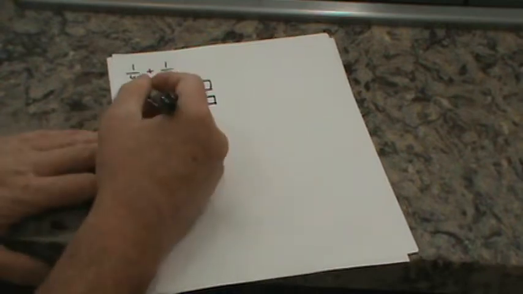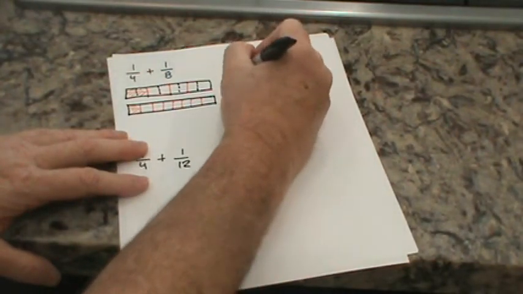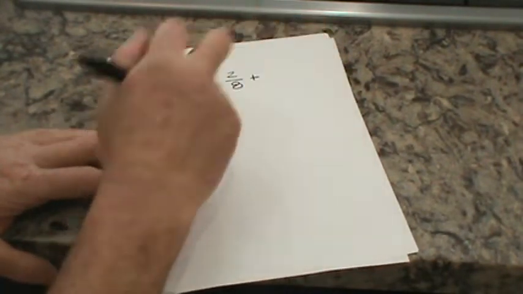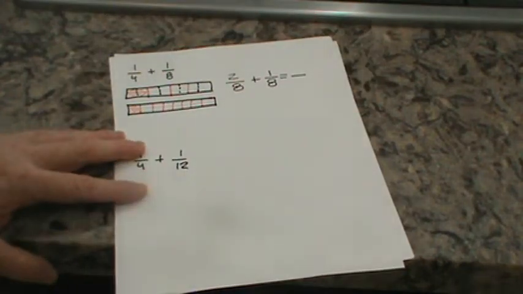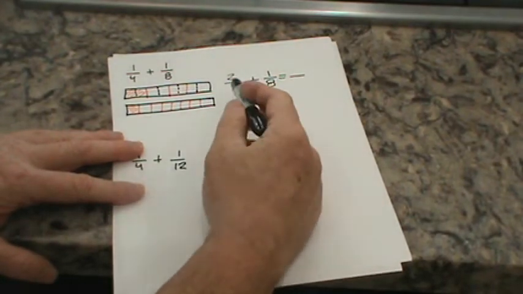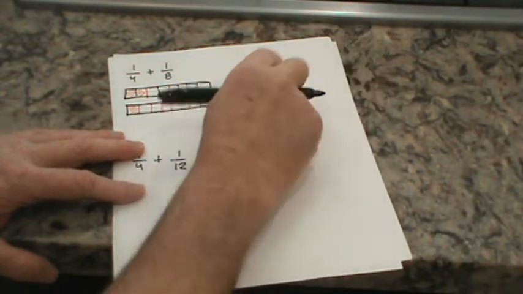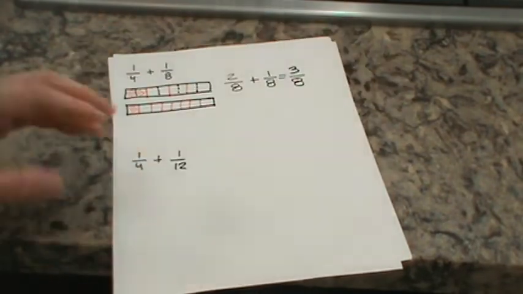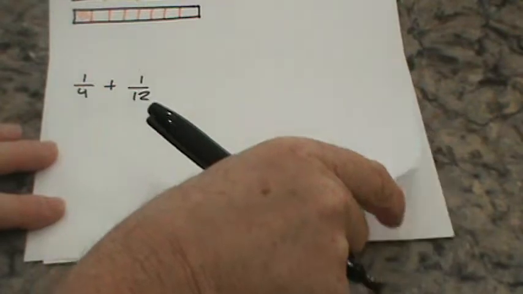So now I can add this easily. 2 eighths plus 1/8 equals what? Well, we know that the denominator stays the same. And then we just do 2 plus 1 is 3. And there's our answer, 3/8. Okay? I'm going to zoom in just a little bit for our next problem. And it's 1/4 plus 1/12.